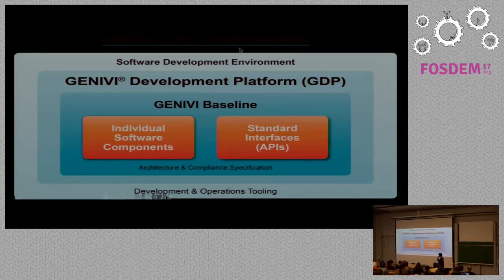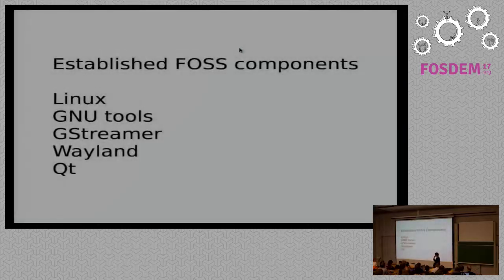We also have tools around it. I'll talk about that later. Software development environment is one of them. What does it offer mainly? Well, firstly, the established open source components that are used in many IVI and embedded systems are there on GDP already. So you don't have to put them there. It's already there for you.